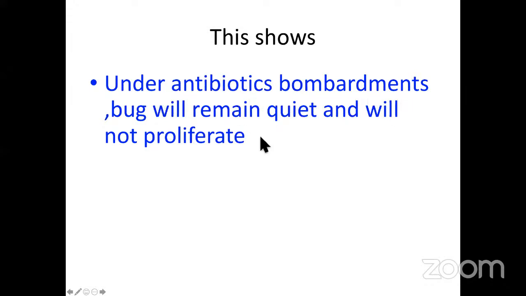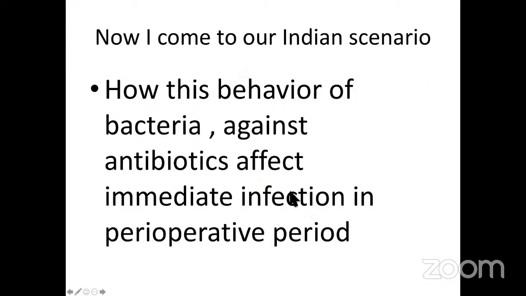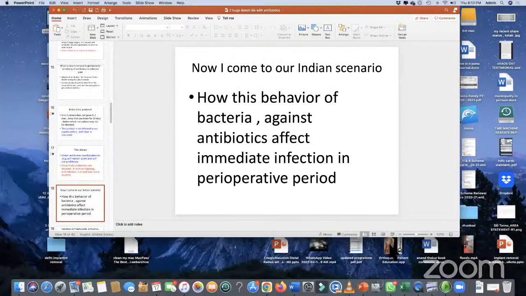Under antibiotic bombardment, bugs will remain quiet and will not proliferate. Once the 3 weeks of antibiotics are stopped, they start multiplying and the infection is in the wall and not in the exudate. Now I come to our Indian scenario. How does this behavior of bacteria against antibiotics affect immediate infection in the post-operative period? Now if I talk about the immediate period, how do you detect an immediate post-operative infection?